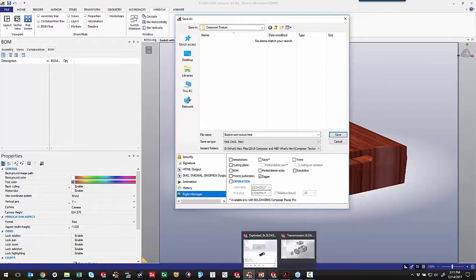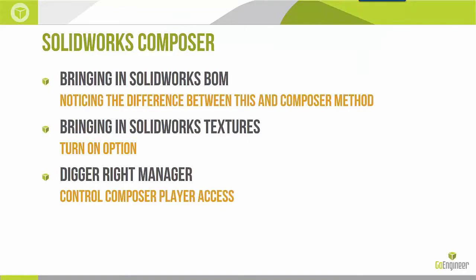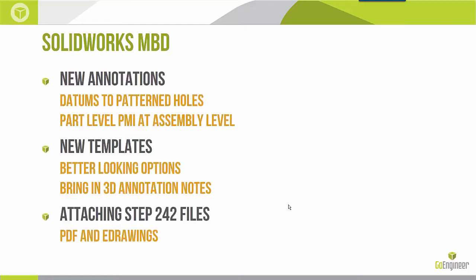Okay, go back over to the PowerPoint real quick. So bringing in the BOMs, bringing in the textures, and then the digger as far as exporting the files to the player. There's a couple other things new in Composer for 2018, but I'll show you some ways to get more information on those here in a little bit.